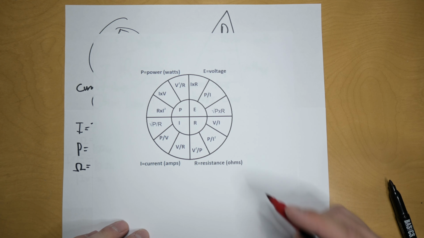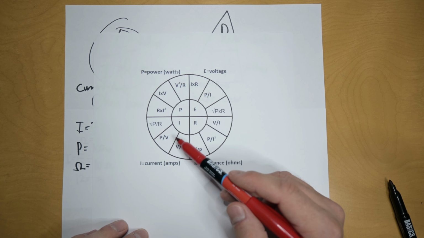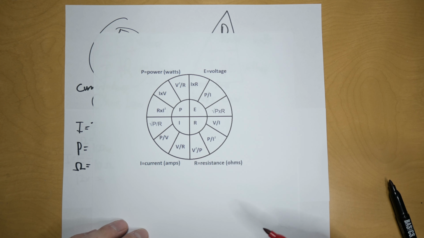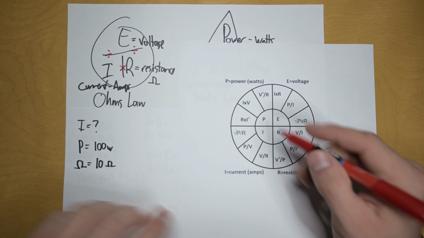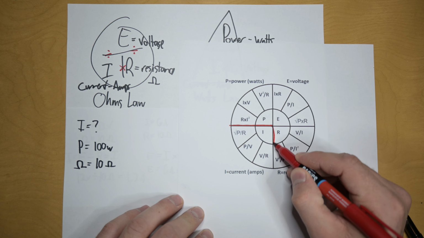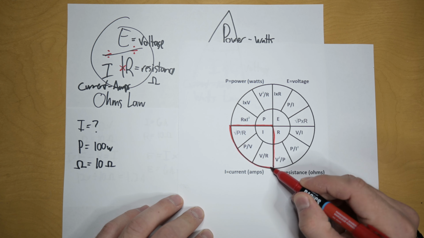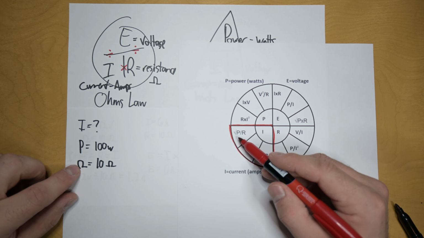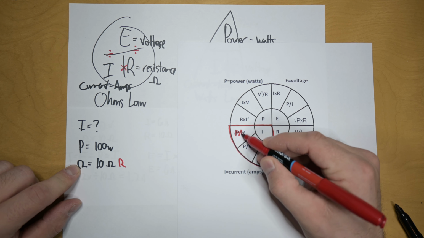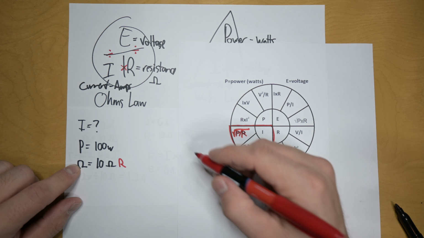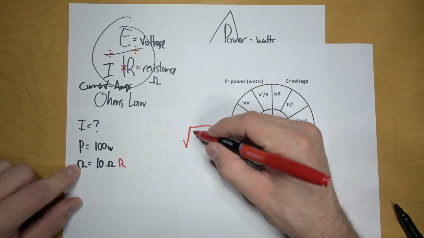And this is a little bit more complex with its formulas, but it enables you to make pretty well any calculation, bypassing the 2 steps of having to use Ohm's and Watt's law together. So in this scenario, we are looking for our current, which is I, which is this part of our power wheel. We have P and we have R. So that would be this formula right here.